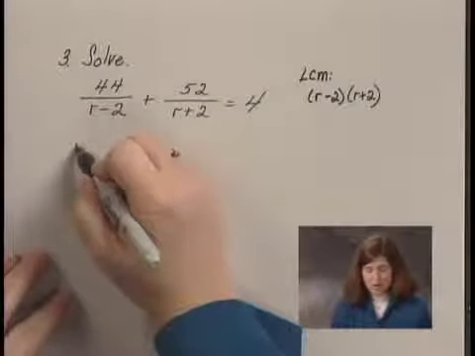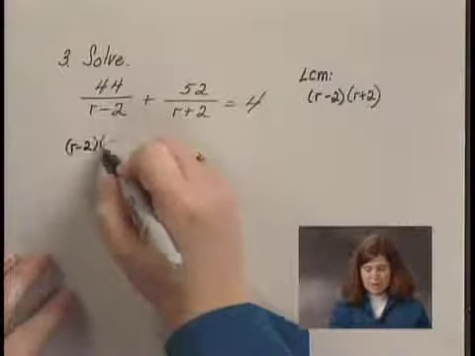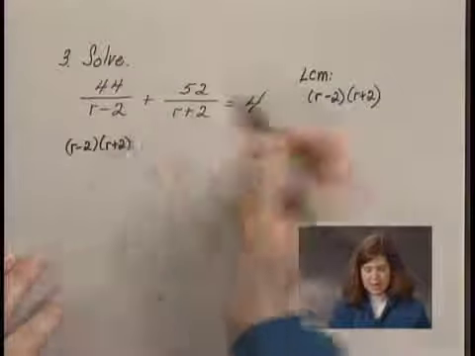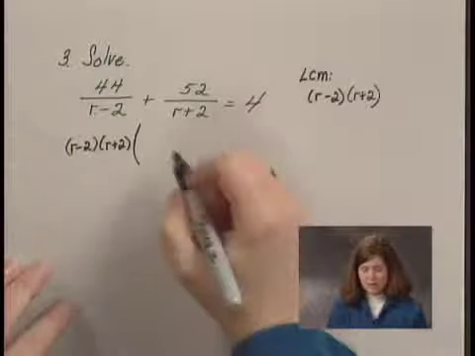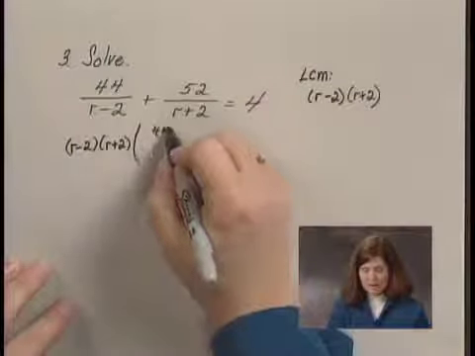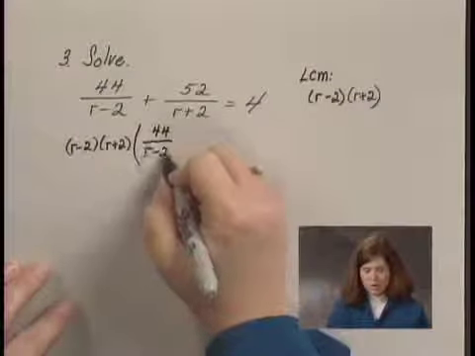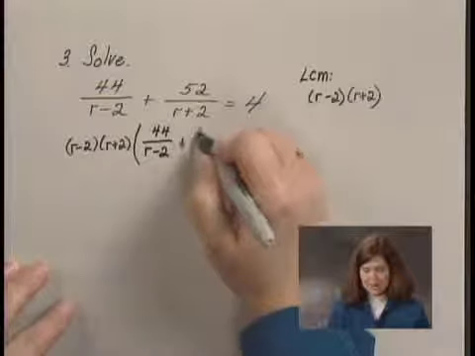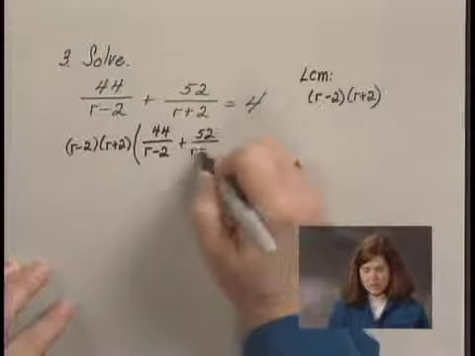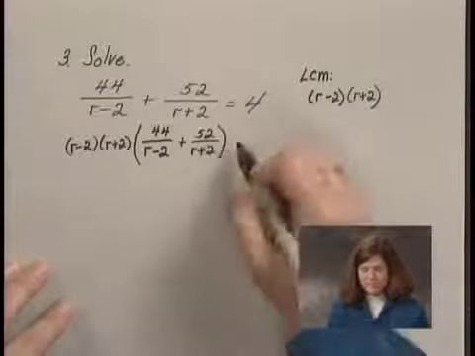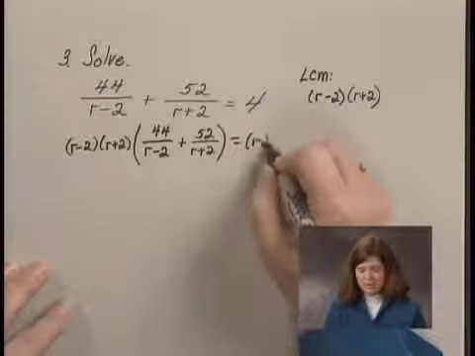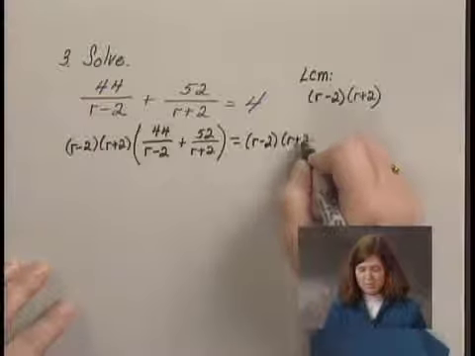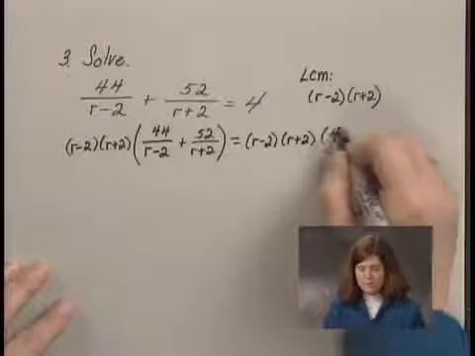I write r minus 2 times r plus 2, and then I'm going to write a big parenthesis, and I'm going to copy the entire left side of the equation: 44 over r minus 2 plus 52 over r plus 2. And now I have to multiply the other side by the same amount: r minus 2 times r plus 2 times 4.